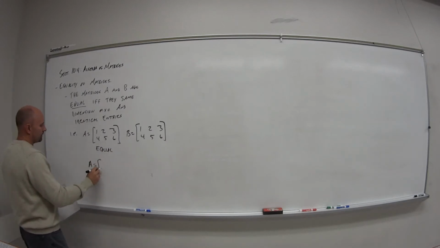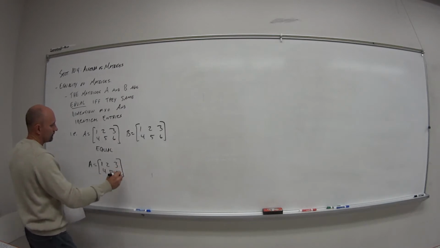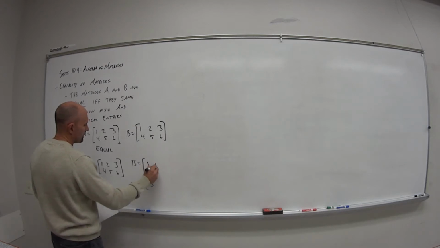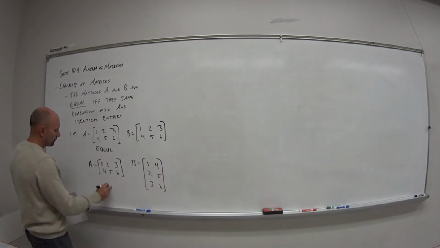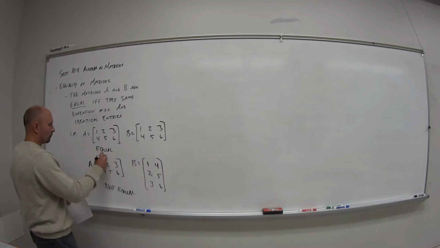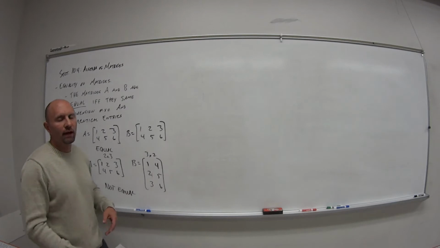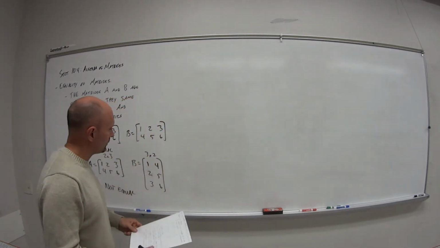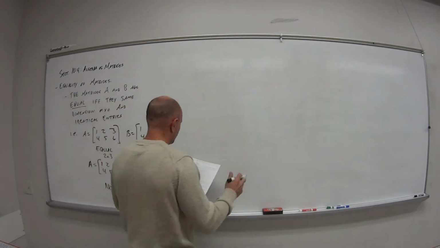However, if I have A is 1, 2, 3, 4, 5, 6, and B is 1, 2, 3, 4, 5, 6 arranged differently, these are not equal. Yes, they have the same numbers in the matrix, but this one is a 2 by 3 matrix and this is a 3 by 2. So they have to have the same dimension and the same entries in the same position. That's what we talk about when we talk about equality of matrices.